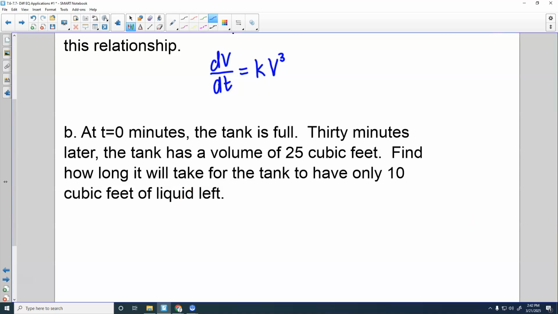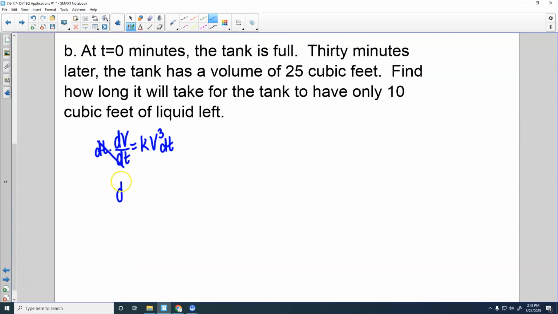You can't plug the numbers in before you solve the differential equation because you don't know dV dt, nor can you find what's going on there. So we've got to separate variables. We've got dV dt equals K times V cubed. So we would multiply by dt, and that will give us dV equals KV cubed dt.